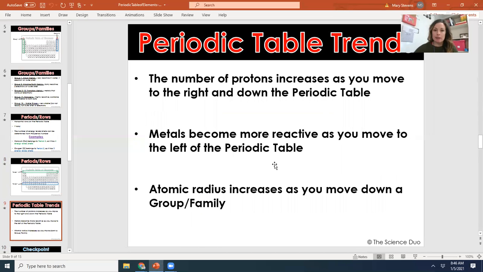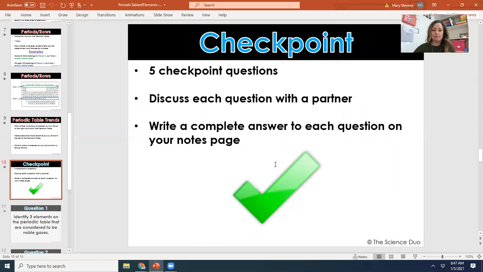Some trends that are on the periodic table are going to be the number of protons. The number of protons are going to increase as you move right and down the periodic table. Metals, there's a trend with those. They're going to become more reactive as you move to the left side of the periodic table. And the atomic radius, or the number of shells, increases as you move down in your group or family, as you go down in the rows or periods.